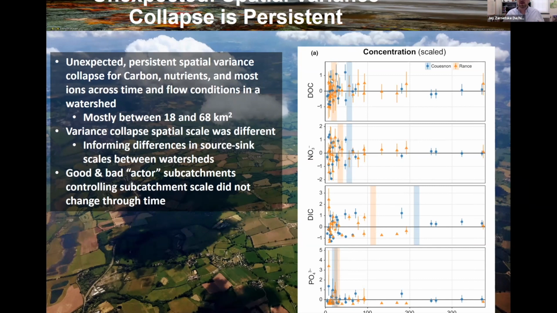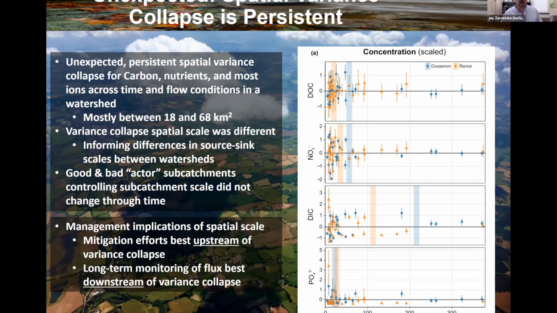So in the Rance, they collapsed at much smaller scales for most of the solutes we measured, shown in the orange bars, and the blue bars represent where we statistically identified the collapse in the Quinon River, okay? And that happened at larger scales. One of the other things that we can identify here is that particular polluted watersheds continued every year to be a strong source of those pollutants. And the watersheds that were not, they were good actors. They did not produce pollutants. They were stable through time.